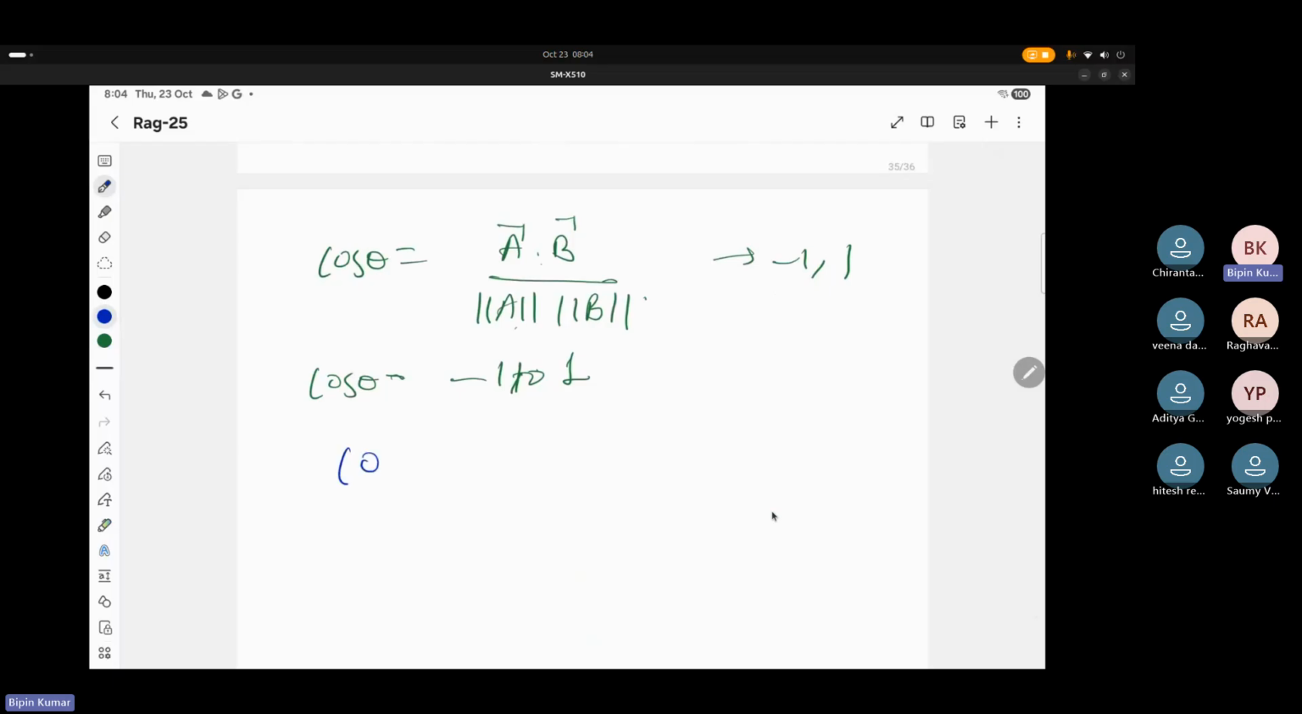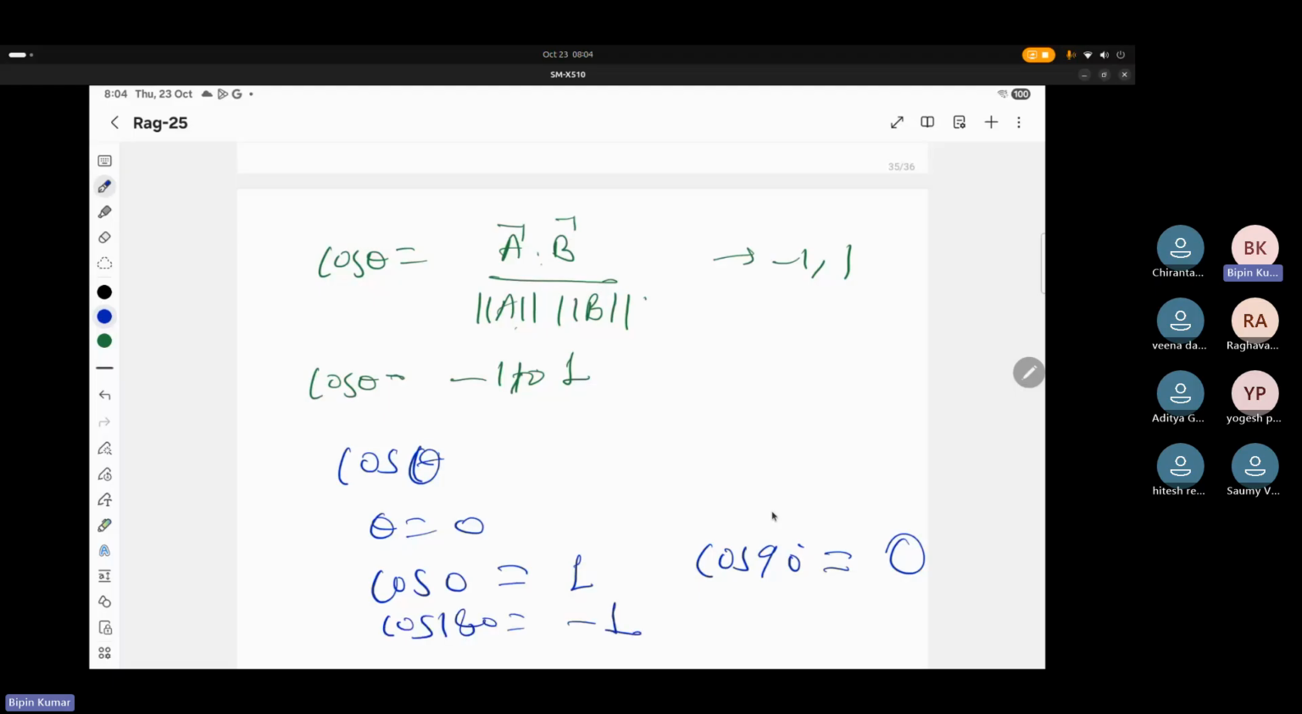So cos theta: when theta equals 0, cos 0 will be 1. When theta is 90 degrees, cos 90 will be 0, right? And similarly, cos 180 is -1. So at cos 0 its value is 1, at cos 180 its value is -1, and at cos 90 its value is 0.